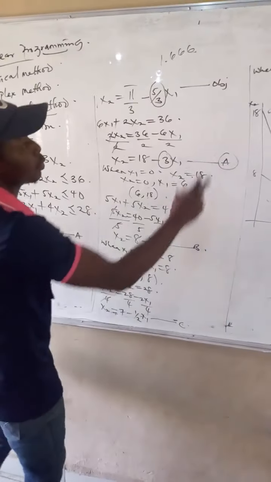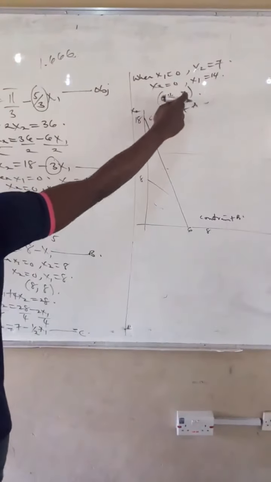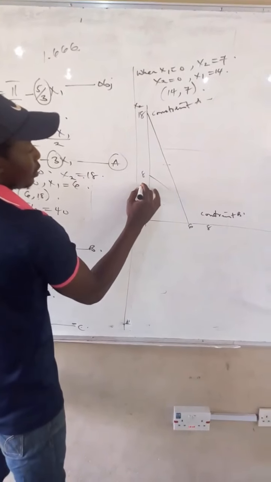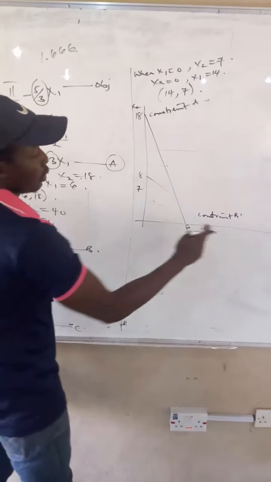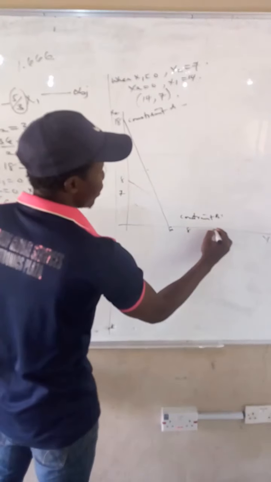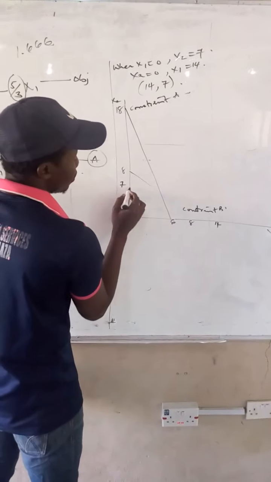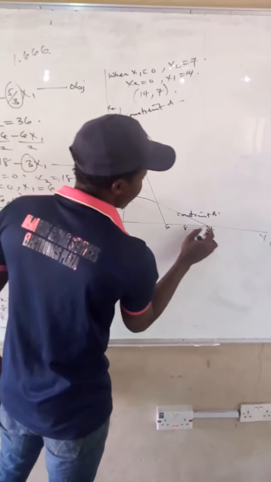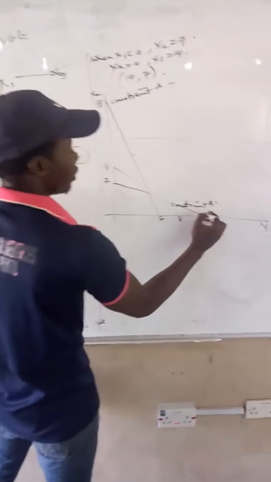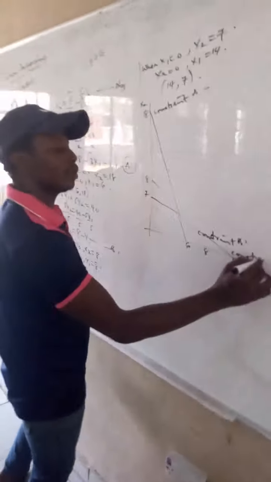And go to the last one. The last one is 14 and 7. So we're having 7, this is x2, and x1 is at 14. Let's see, we have 14 down here like this. So it traces down like this, and you have a constraint C.